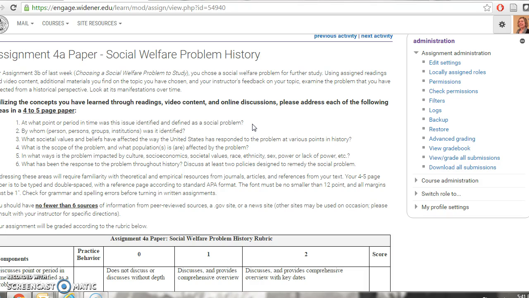Let's see what else. So the paper should be double-spaced using APA format. I know APA format can be a pain. It has been for me throughout my academic career as well, so I definitely appreciate that. Just use the guide that's in your student resources in the course website, and you should be okay with that. Font shouldn't be any smaller than 12 points. Your margins should be 1 inch. Please check for grammar and spelling errors before you turn in your assignment.